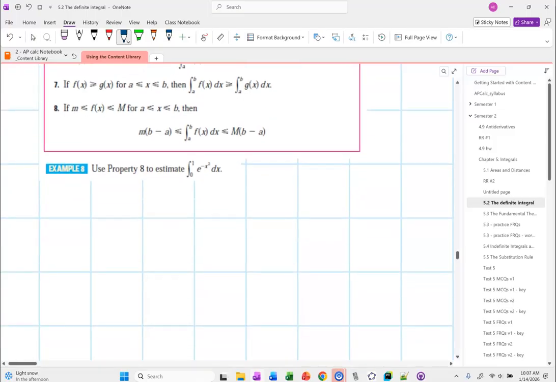It says use property 8 to estimate the integral from 0 to 1 of e to the negative x squared dx. So my goal straight away is to figure out a value for little m and big M. What's going to be the best way to try to figure out a value for these?